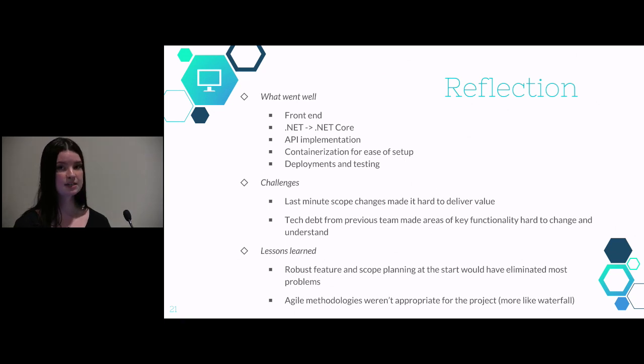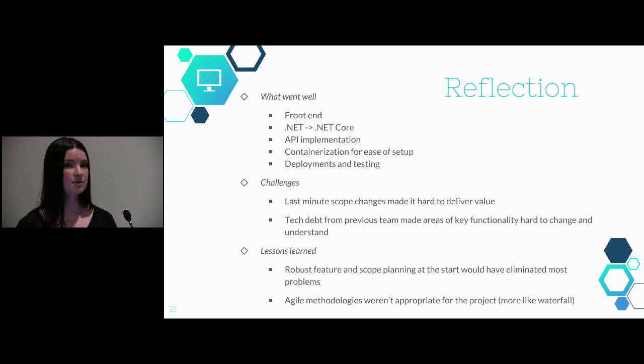Also, deployments and testing went really well. We were able to implement testing into this iteration, which was not in the last. Some challenges that we did have were last minute scope changes. As we really got into the roots of the project and developing, our sponsor was like, oh, well, what about this? What about this concept? And so it kind of threw us for a loop at the end.